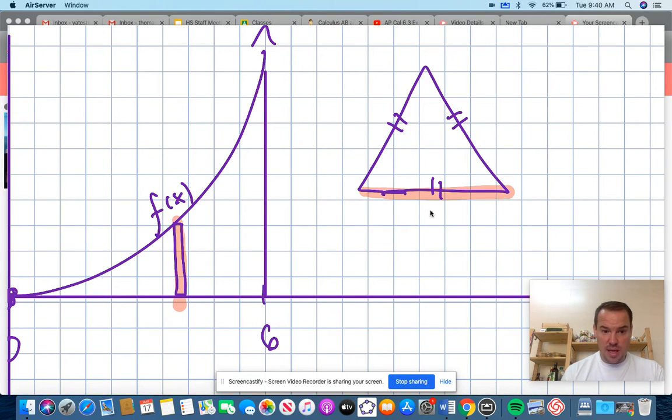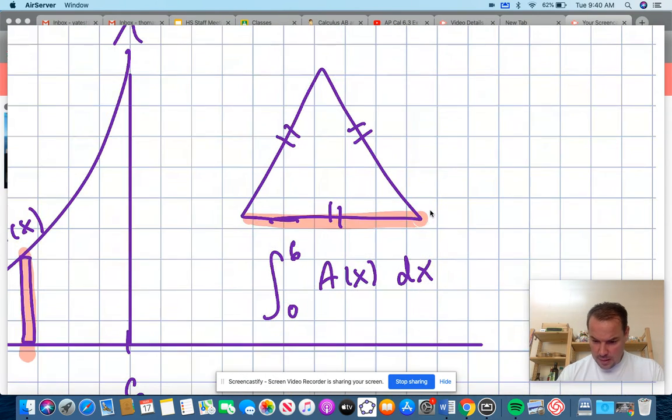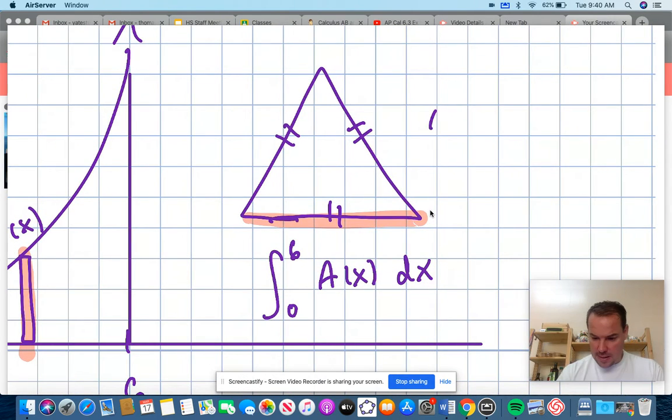Now, let's just make infinitely thin equilateral triangles and sum them together. So I go from 0 to 6 of this A of x dx, right? Now, what is the area of a triangle? All right, so the area of a triangle is a half times the base times the height. Area of this thing would be 1/2.